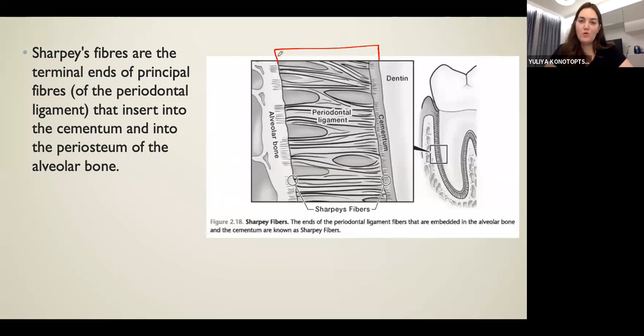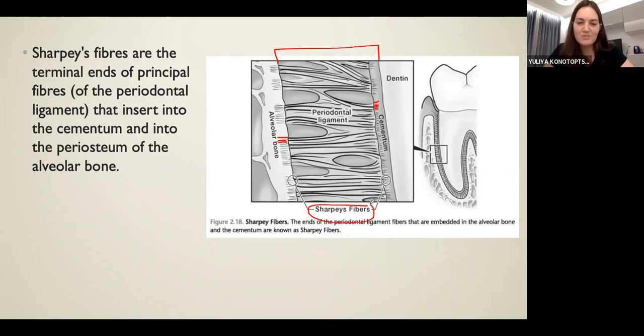Now, we need to understand how the tooth is connected to the bone. Within the periodontal ligament, we have collagen fibers. Those collagen fibers come out from the periodontal ligament and hook the cementum. The same collagen fibers come out from the periodontal ligament on another side and hook the alveolar bone. How do we call those hookers? We call them Sharpey's fibers.